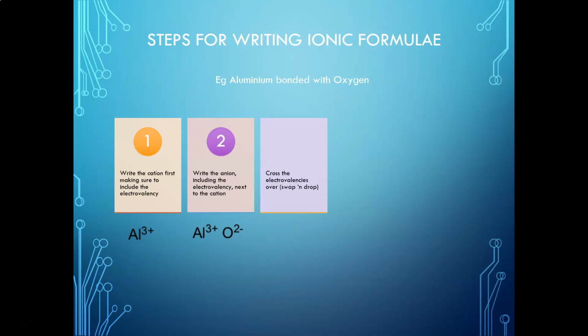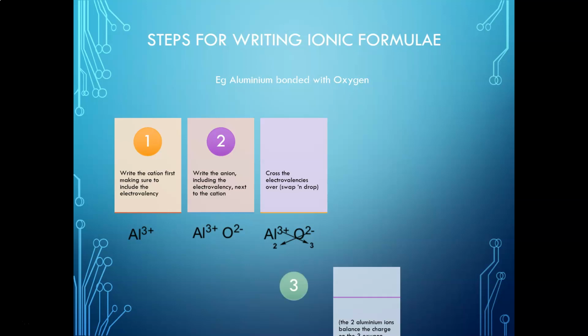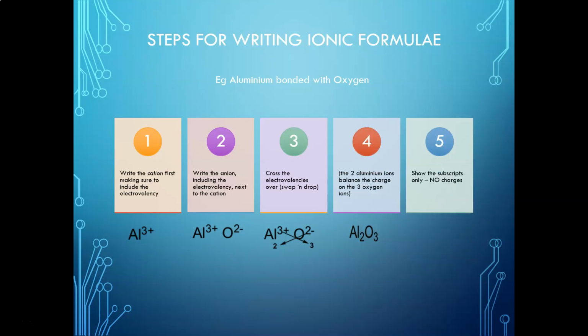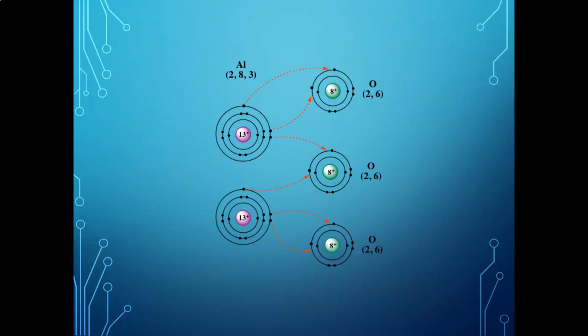We need to cross the electrovalencies over. Okay, so we're swapping and dropping. And now the 2 aluminium ions balance the 3 oxygens. So we get Al2O3. We show the subscripts only, we take away those charges, so we get rid of the charges. Alrighty? And that's just showing us what's happening now.